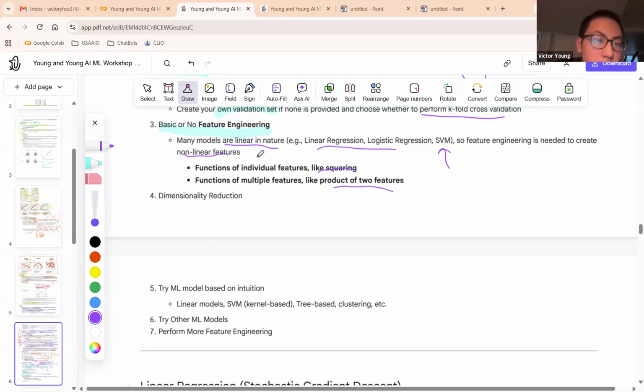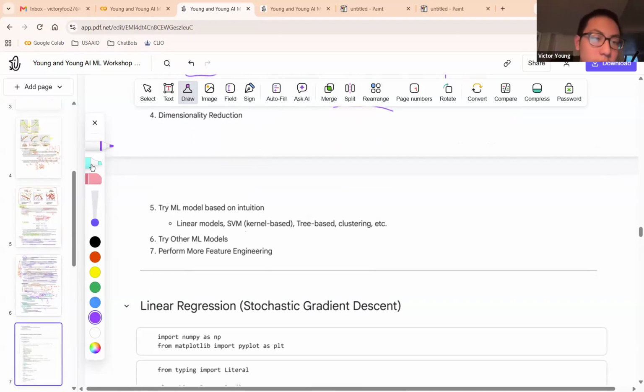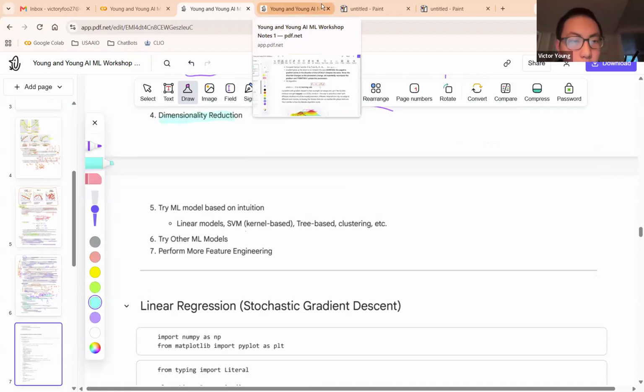But when I say light feature engineering, I'm not saying, for example, we have 100 features. We want to do the product of every combination. That may be too much. But if, for example, this problem is in biology, you know that when these two features multiply, that is intuitive. Then you should just add that product of those two features. We don't need to add more. Okay. Finally, dimensionality reduction. We'll talk more about that next time as well.